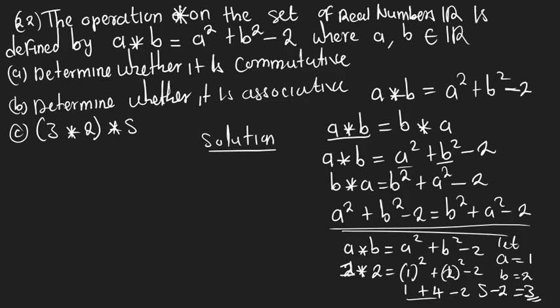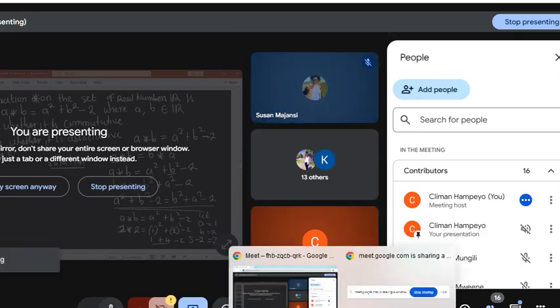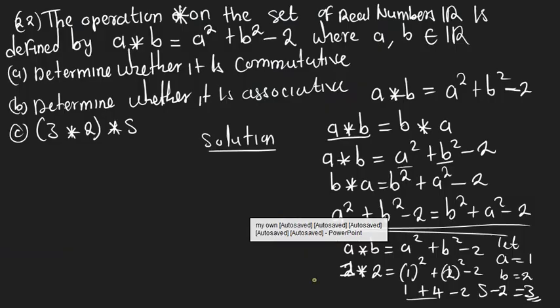So, yes, because we are finding 3 is a real number, star is an operation on all numbers. At the same time, we have proven that this is commutative. Guys, is it clear now how to prove commutativeness? Is it clear on how to prove commutativeness? Yes. Okay, maybe associative. Maybe let's wait.